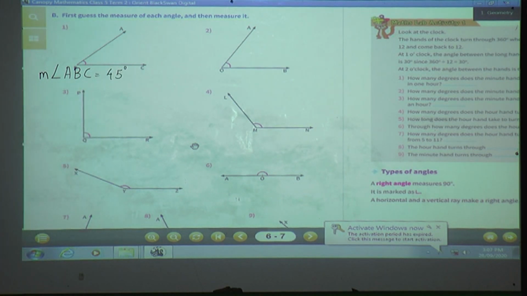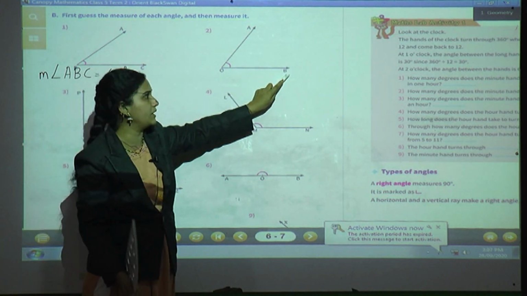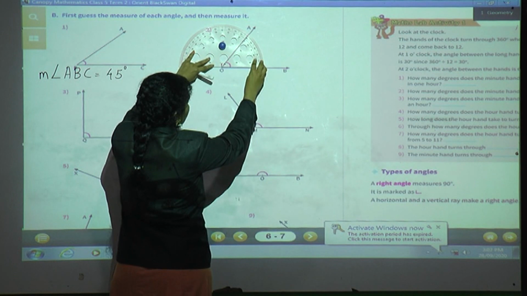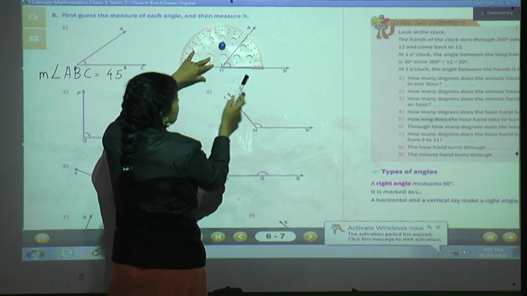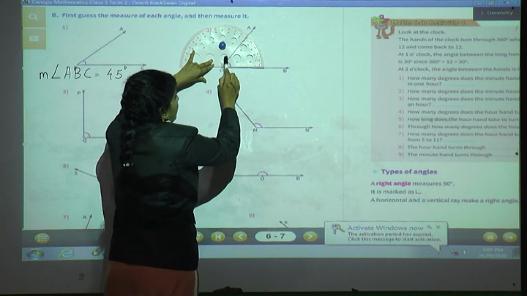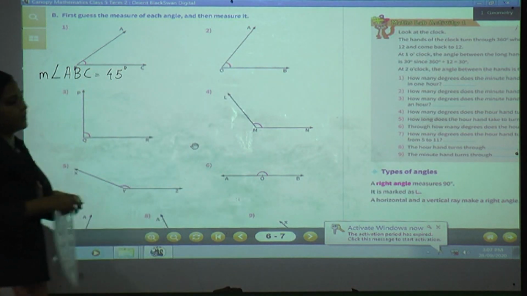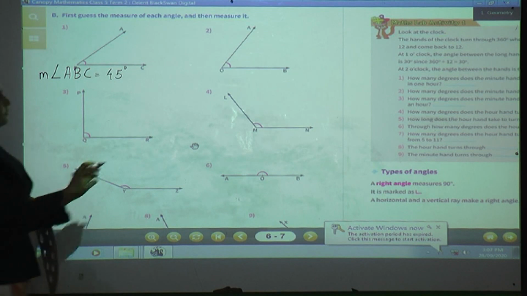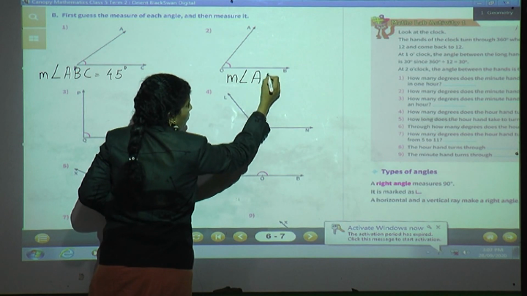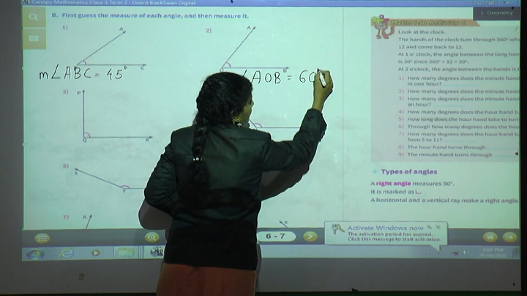Now second one, see here is the angle AOB. Use your protractor, place it on ray OB and the center is on vertex O. So see this ray, you have to measure it by this ray. So the answer is 60 degree. How to write it? Measure angle AOB is equal to 60 degree.